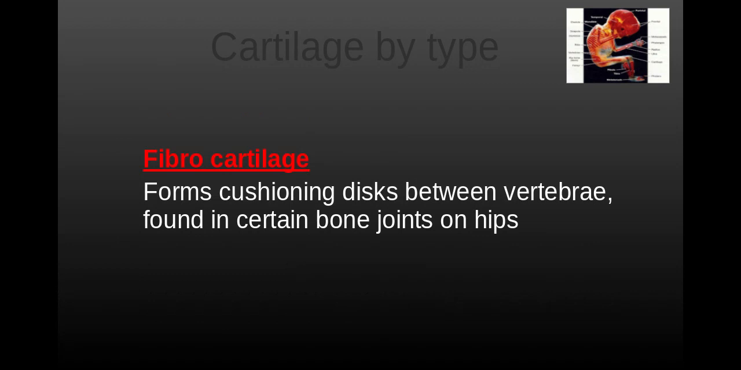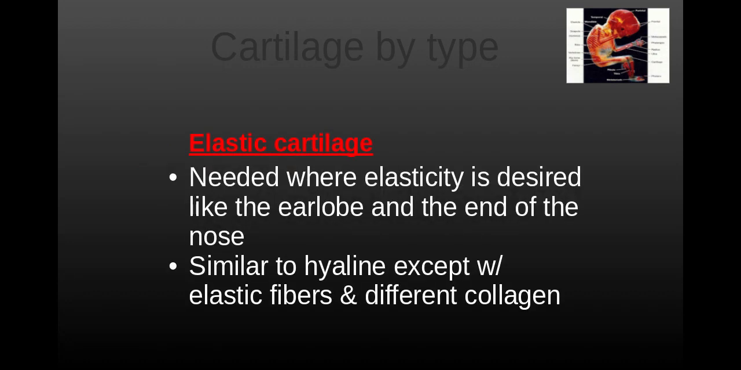The next type of cartilage is fibrocartilage. This forms the disc between our vertebrae. It's also found in certain bone joints on hips. Nope, nothing else about fibro. And then the last one is elastic.